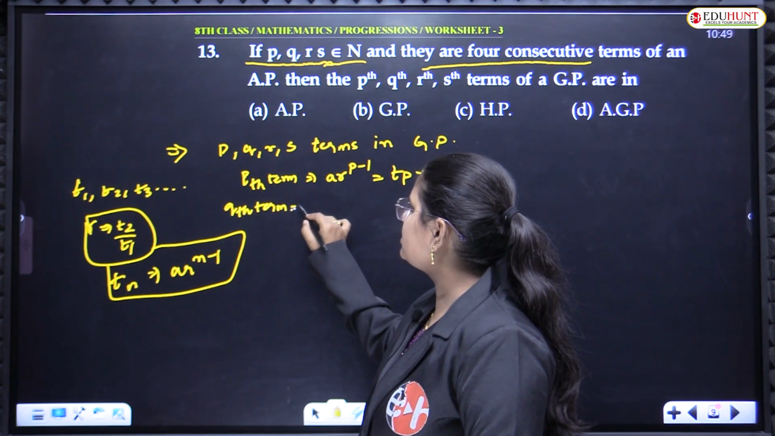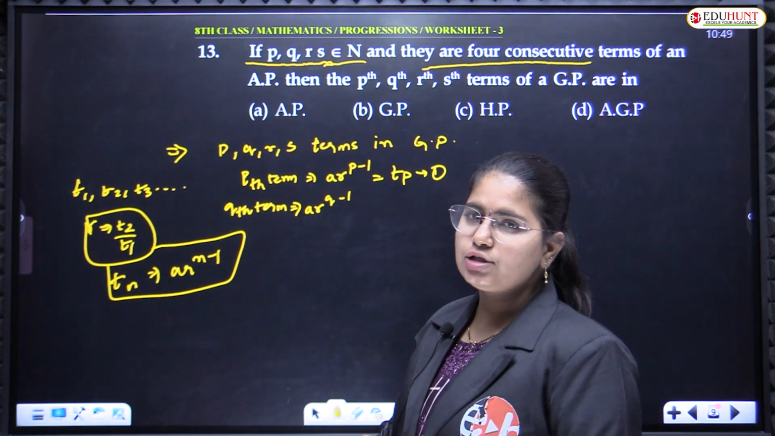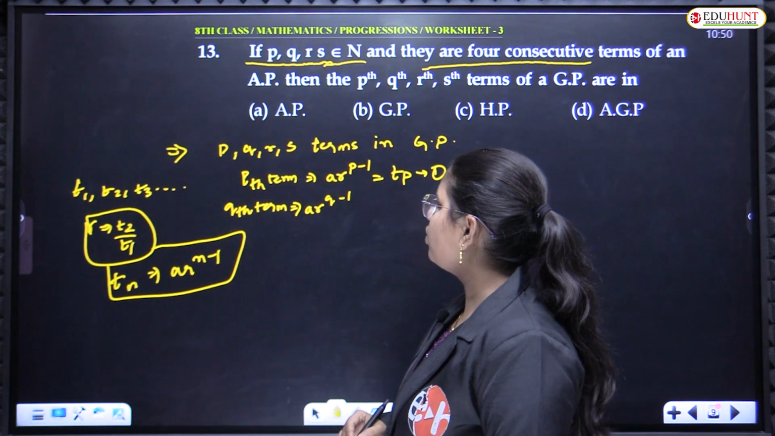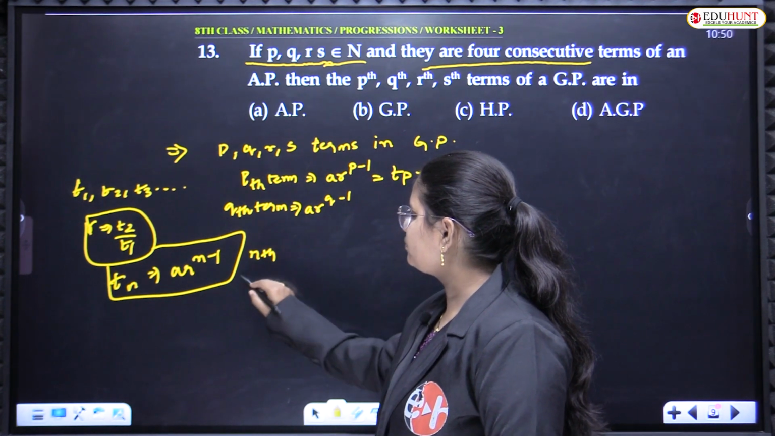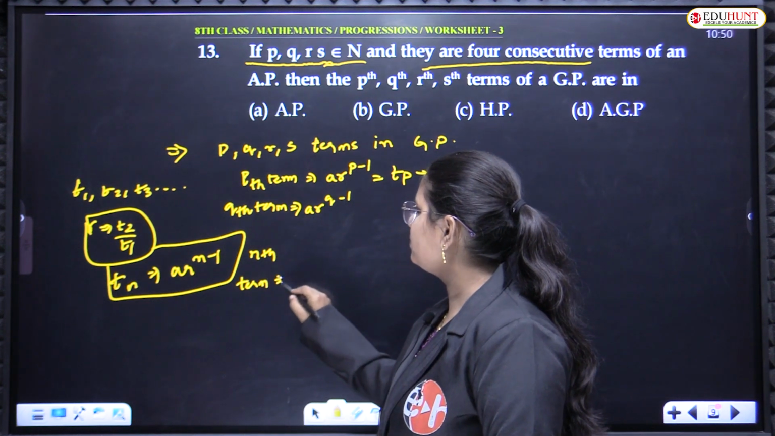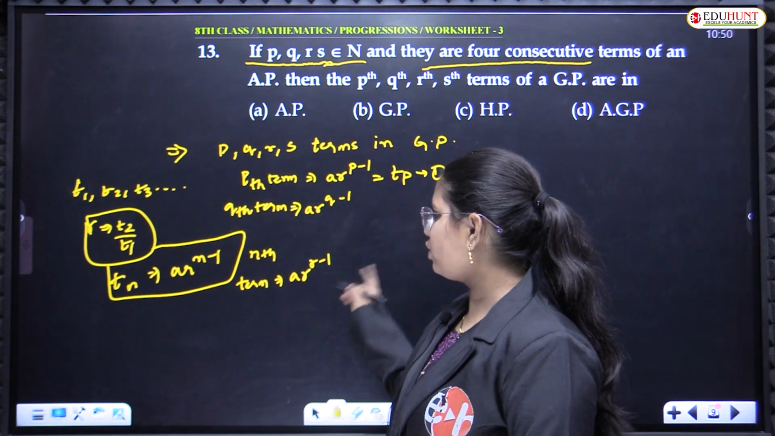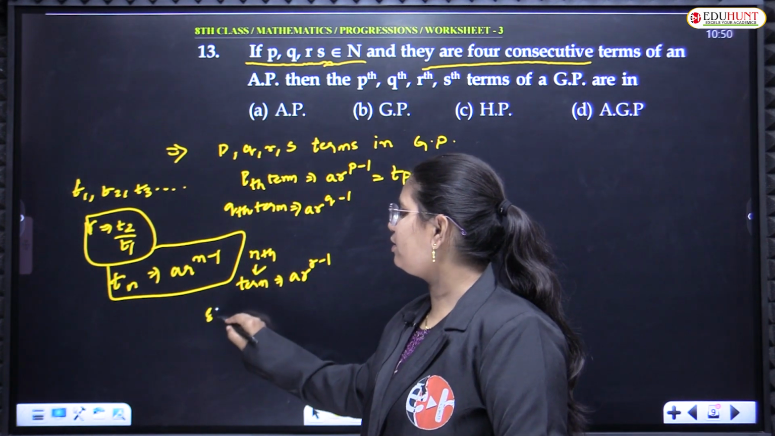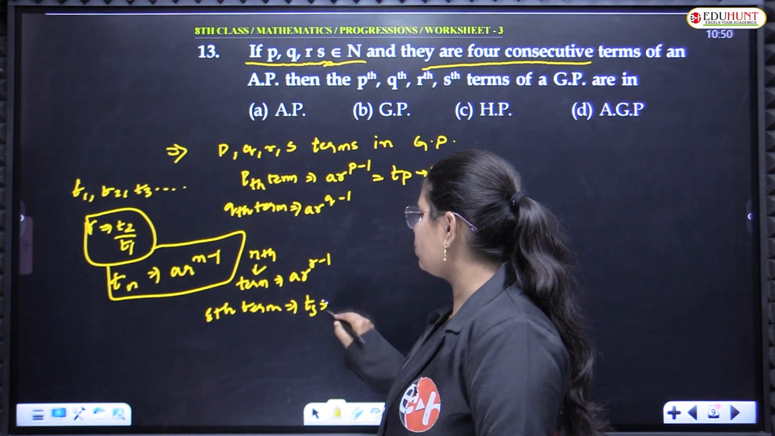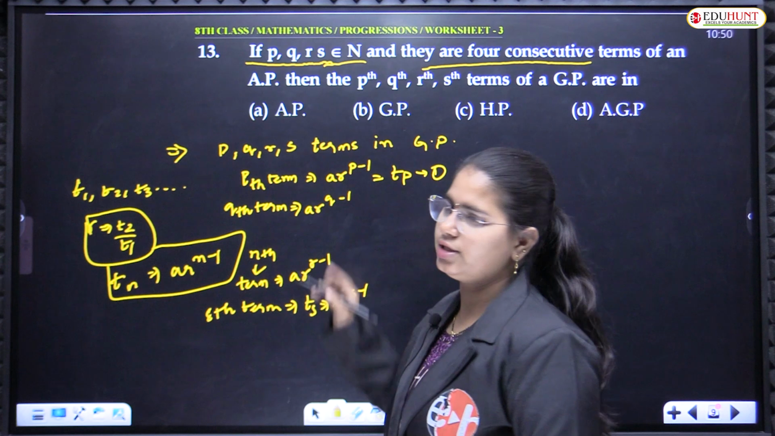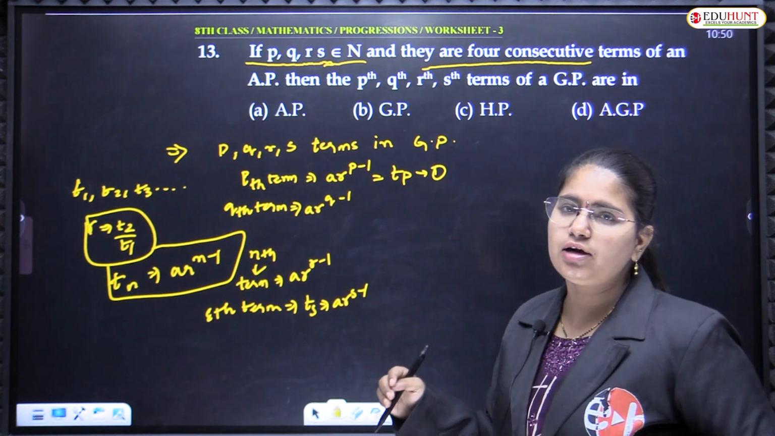Similarly, how will you express the Qth term? The Qth term is A R to the power of Q minus 1. Next, the Rth term: A R to the power of R minus 1. Similarly, the Sth term in our GP, Ts, is A R to the power of S minus 1. This is the given information. If P, Q, R, S are in GP, I have written their terms.